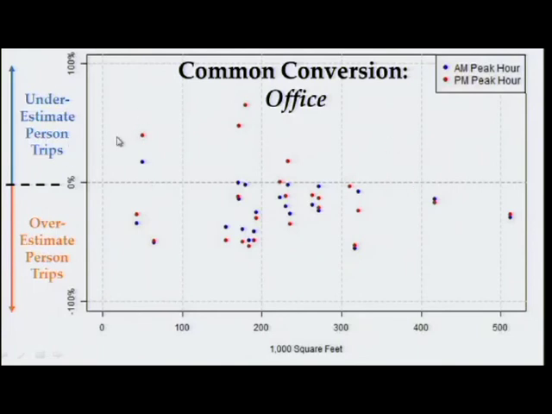And you'll notice that the range is about negative 50% to 50%. I'd like to point out that when we use these rates, we're often using 2 or 3 decimal points. So we're saying this land use generates 3.52 trips. And yet the adjustment is actually plus or minus 50% for offices alone. So it's not really compatible with the level of precision that we think we're using. There's a lot of error here.